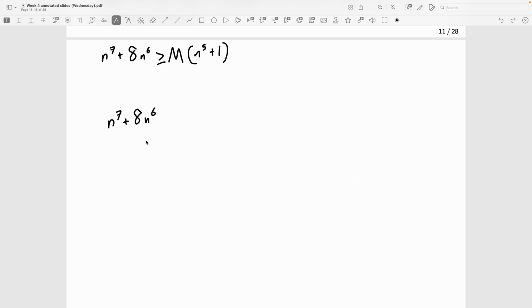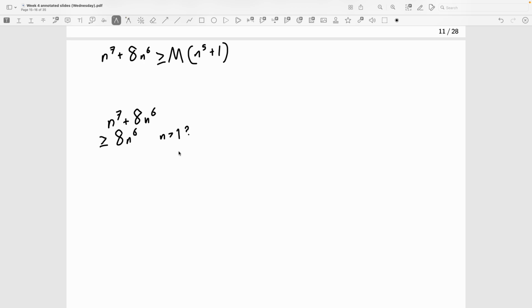So I want to make this one term with n to the power of 6, so I can easily solve for n when the other side is n to the 5. So I'm just going to drop n to the 7. You're allowed to do this, as long as n is greater than 1, of course. So if n is greater than 1, then n to the 7 is greater than 1.